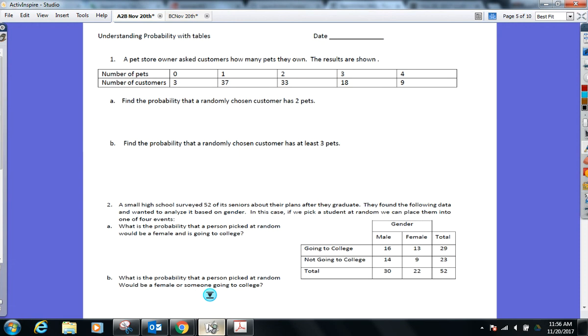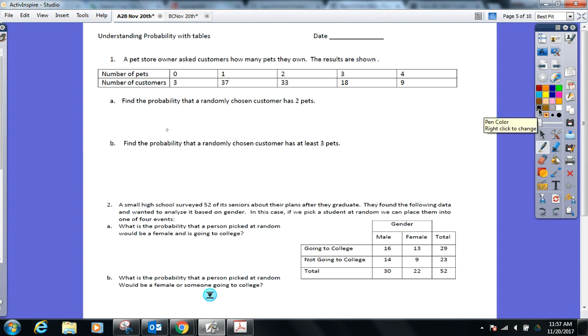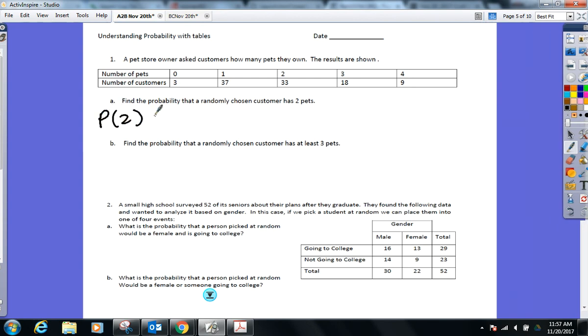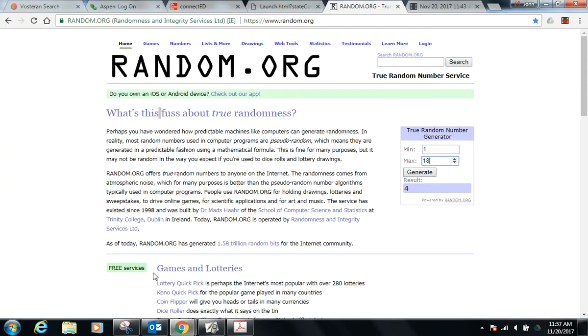We're going to be reading a lot of tables today, and I'm going to be asking probability from the table. All right, so take a look at this first one here. Find the probability you choose a customer who has 2 pets. So read the table. Find how many customers have 2 pets. First thing I need to know: how many customers have 2 pets?